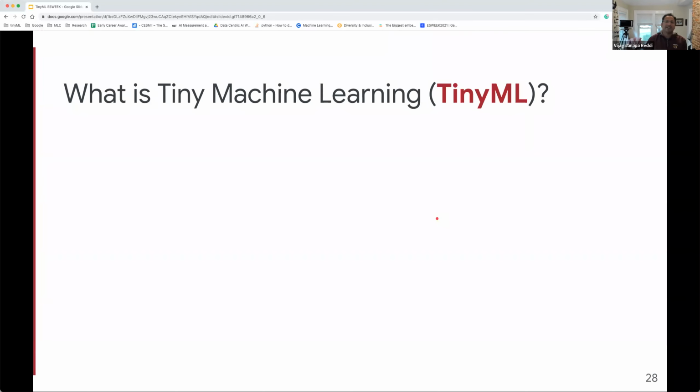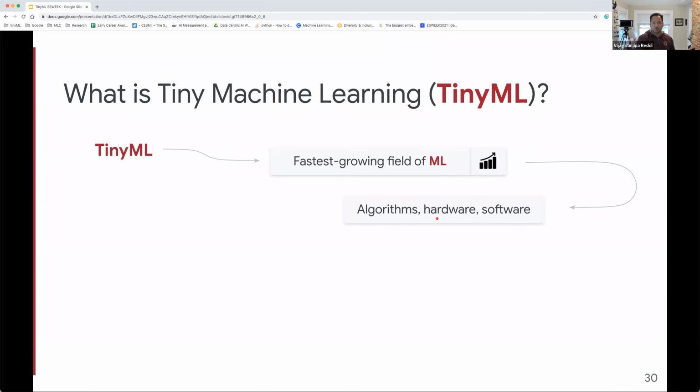So let me first start off by defining TinyML, because I've been wishy-washy until now. TinyML is one of the fastest growing fields. And this is my personal opinion, because fast is relative. It depends on what you're talking about. But in the context of embedded systems, it's hands down the fastest growing field of machine learning. It's really fascinating because it levels the playing field from multiple dimensions.